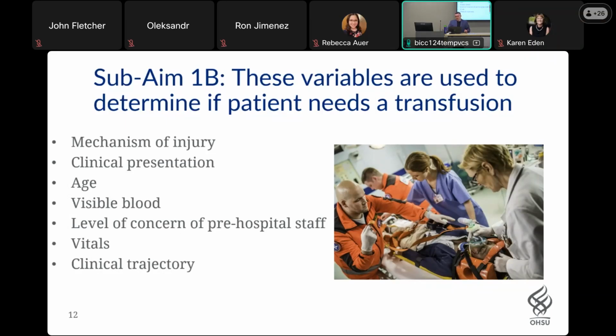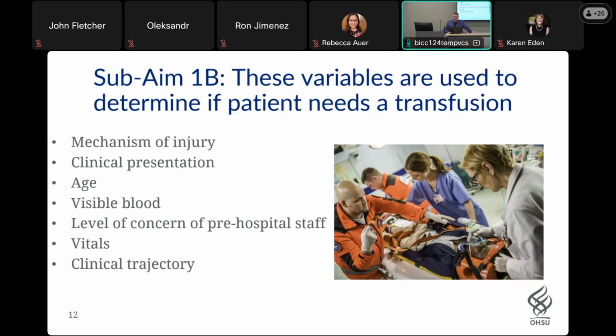Visible blood. Many surgeons said it's a visceral indicator. They register it on the subconscious level, and it's blood on the patient's body, clothing, and in the back of the ambulance, if they can see it from the trauma bay. Then the level of concern of pre-hospital personnel. If the paramedics are concerned, that tells me a lot. That was the most common theme about it.